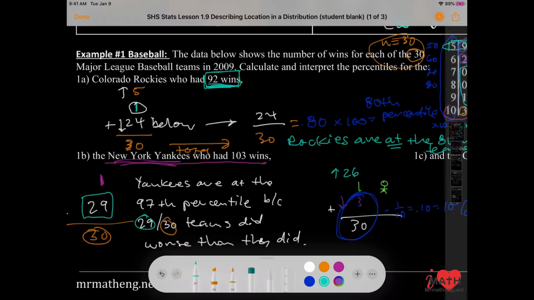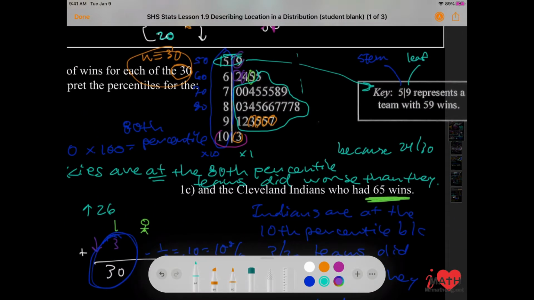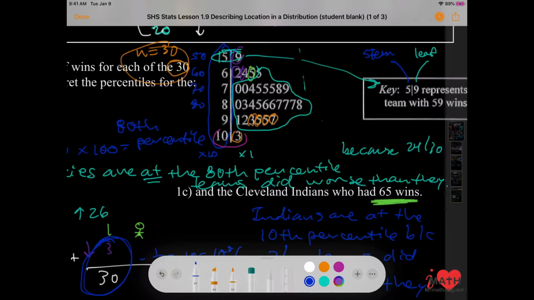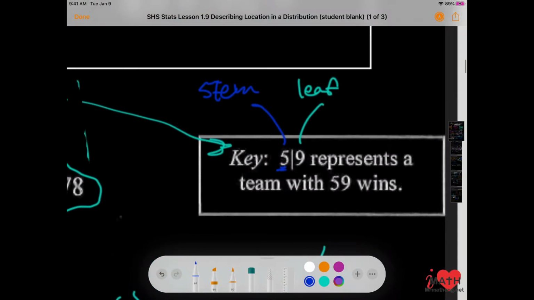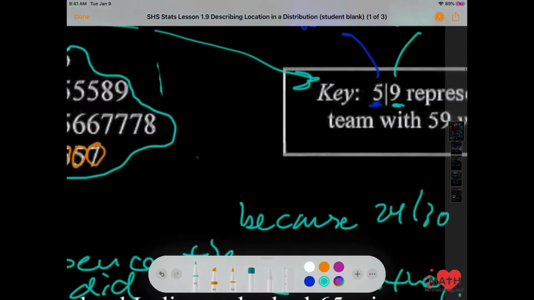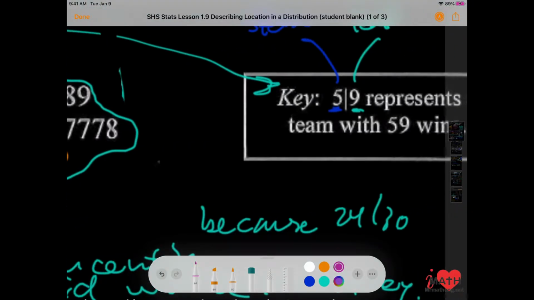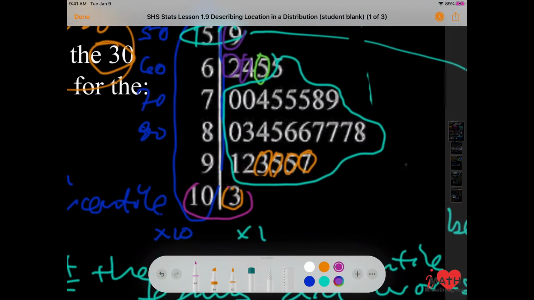So let's go ahead and find them over here on this stem and leaf plot. Quick review of the stem and leaf plot. It tells you with a key that the number on the left here is a stem, and the number on the right is the leaf. So what does 5 and then the bar 9 mean? Well, that bar separates the stem and leaf right here.